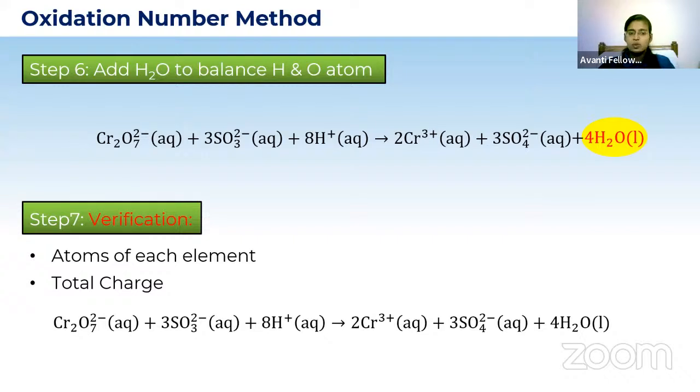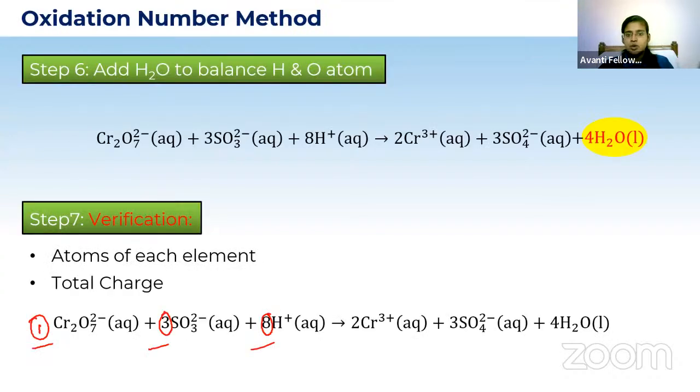Okay. So we have 1 Cr2O7 2 minus, 3 SO3 2 minus, and 8 H plus in the reactant side as the coefficients. Mostly in the examination, they will ask you to find out these coefficients only. You can get the coefficients only if you balance the redox reaction. Got it? Any doubt for anyone from this? Do you guys have any doubt in balancing the reaction using the oxidation number method?